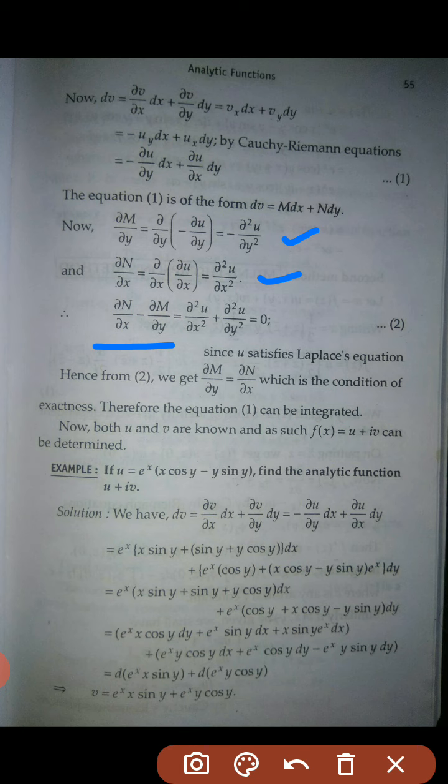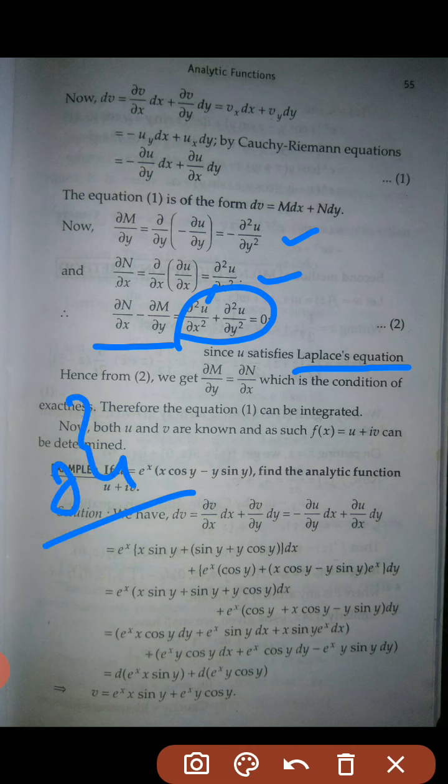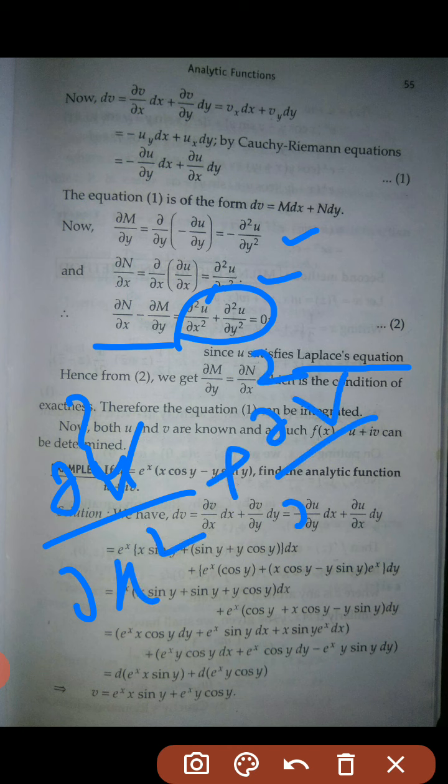Okay, since u satisfies Laplace's equation, in the previous notes I have given what this Laplace equation is. Laplace's equation is: if the sum of the second order partial derivative with respect to x and the second order partial derivative with respect to y becomes 0, then we say that Laplace's equation is satisfied. If we write del 2v by del x2 plus del 2v by del y2 equals 0, then we say that we satisfy Laplace's equation.